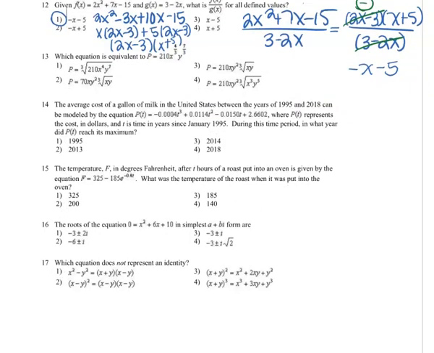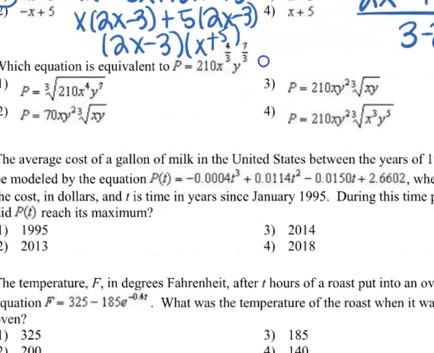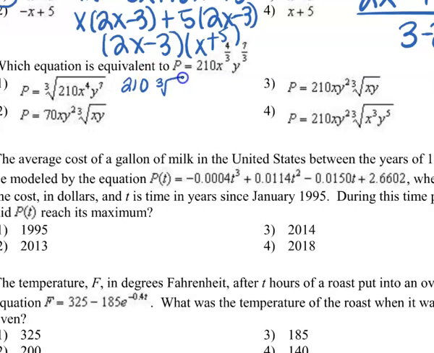All right, which equation is equivalent? So this is a power over root problem ultimately. Let me zoom in here because it's a little bit tight. Okay, so power over root means I can rewrite this as 210 cube root of x to the 4th times the cube root of y to the 7th. Now, if you look at your options, that's not any of them because they took it further.